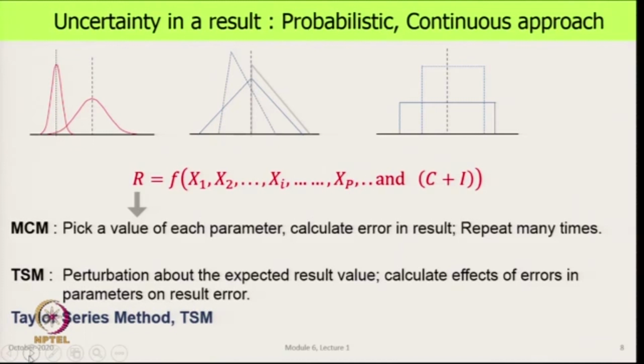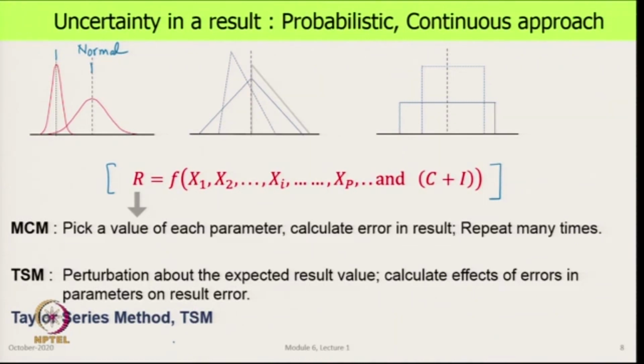So, here is a graphical representation of what we have just said. We have the result relation over here, and here some probability distribution functions have been shown. This is the normal or the Gaussian distribution function. So, there is a mean value across which the distribution is symmetric, and it could have different shapes.